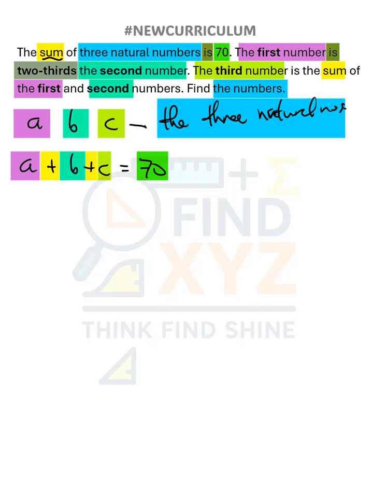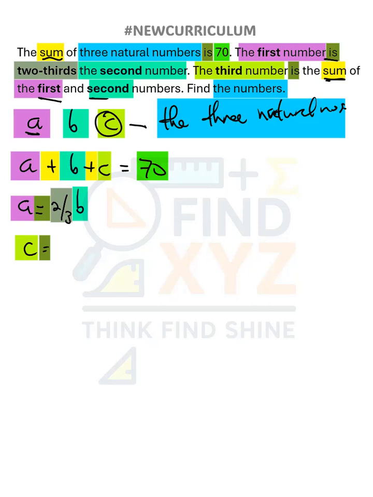Then we are told that the first number, so this is the first number, A is equal to 2/3. That is 2 out of 3. The second number, what is the second number? That is B. Then we move on to the third sentence that states that the third number. Now what is the third number? That is C. So I can say C is equal to the sum of the first and second numbers.